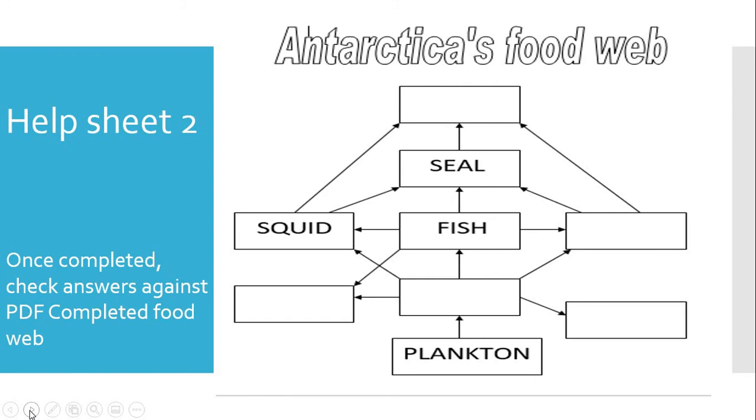Help sheet 2, I've included now the fish and the squid to show you how different things are linked. So if you look at this, once completed, you're going to be checking your answers against the PDF completed food web, which I've made available on Study Zone or your teacher will send to you. So this is where you pause it. You need to go on your own here and then you can check your answers against that PDF.